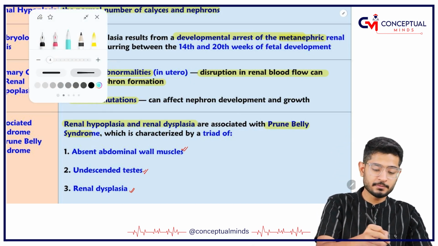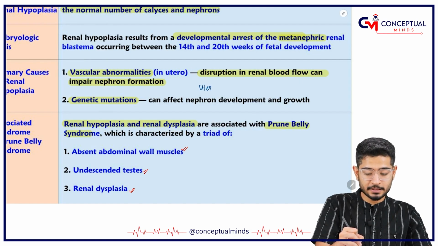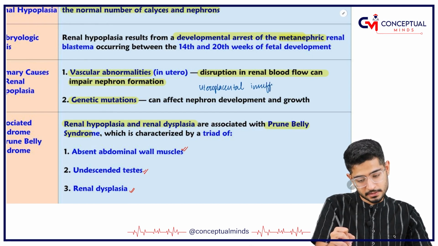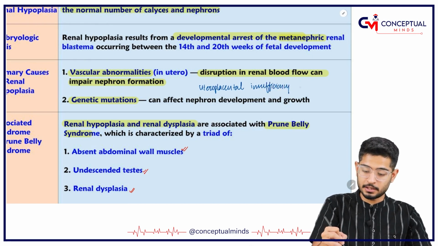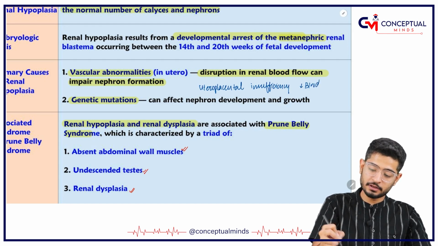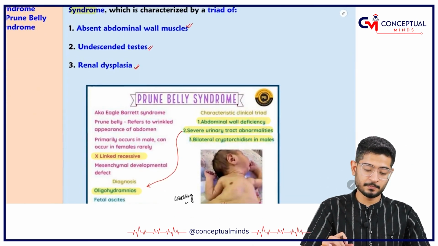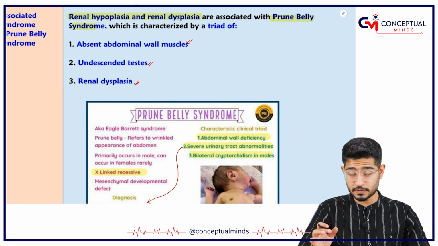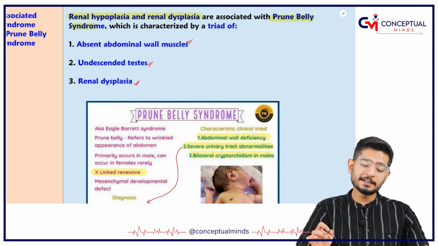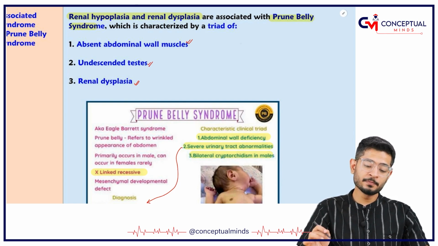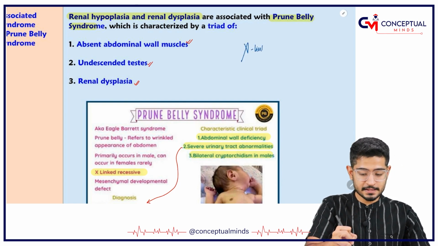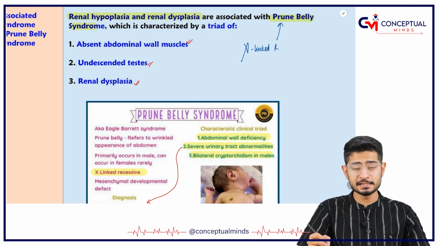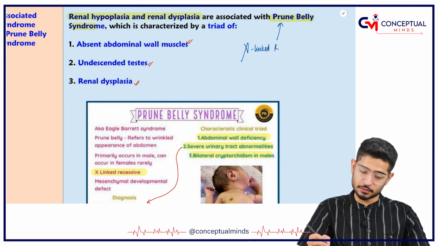For example, if the female is having uteroplacental insufficiency, or there is decreased blood flow, if the renal blood flow is decreased, then also this can happen. Now, the prime motive of discussing this topic, renal hypoplasia, is that it has a syndromic association. This is an X-linked recessive disease which is called Prune belly syndrome.